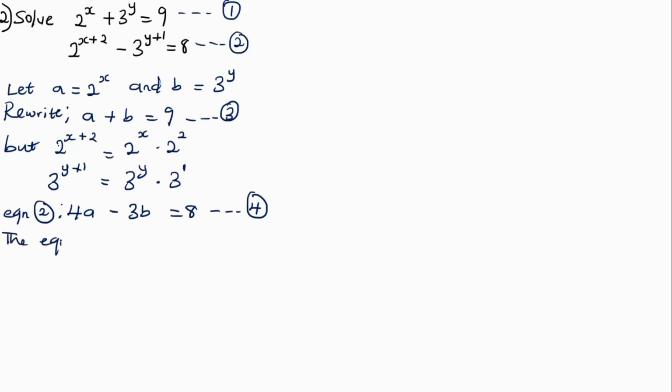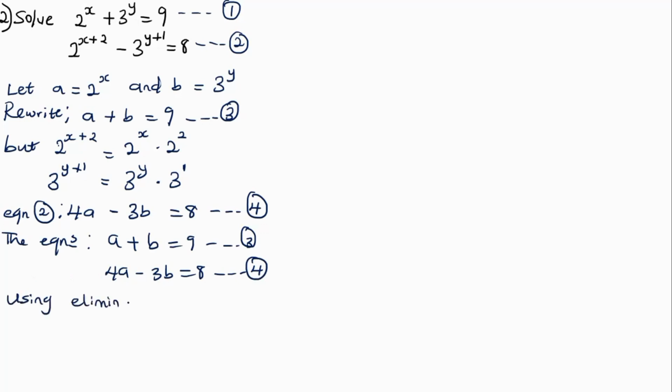So the equations we have right now are a plus b equals 9, which is equation 3, and we have 4a minus 3b equals 8, which is equation 4. Alright, so we want to simply make use of the elimination method. So making use of the elimination method, all we want to do is to multiply equation 3 by 3 and multiply equation 4 by 1.